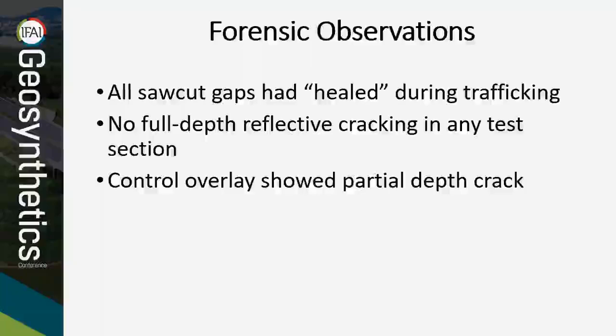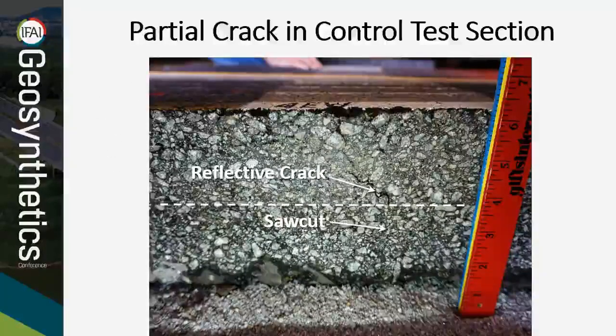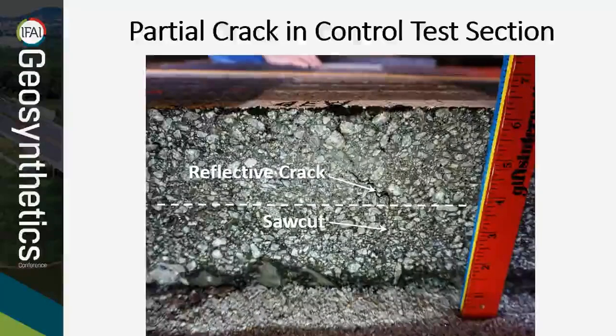A wet saw was used to remove the blocks from each of the test sections and investigate what happened. In this case, the edge of the pavement was cut to reveal the side of each transverse crack. One thing that was apparent in all 5 test sections was that the saw cuts had healed during the trafficking. This healing effect may be chiefly responsible for the lack of reflective cracking. The saw cut crack in the control section also healed, but it did show a small reflective crack that had begun. Here you can see a side view of the crack in the control test section.